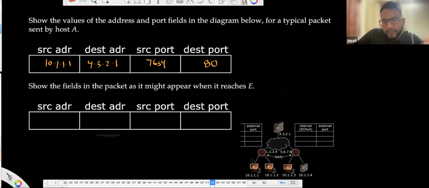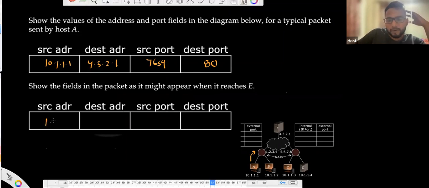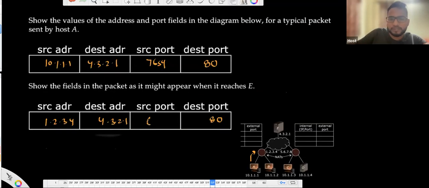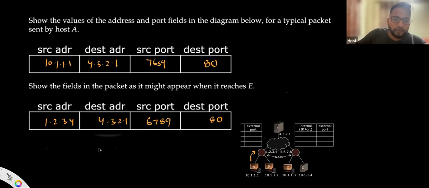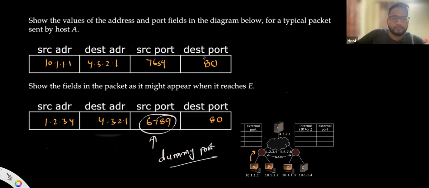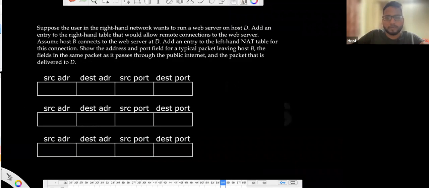Now they're saying that this is the packet that is sent by A. Now after this router, what will the packet be? What will the source address be? Source address will be 1.2.3.4. What will be the destination address? It will be the same, right? You do not touch the destination address. Destination port also will stay. What will the source port be? Maybe you will be having some dummy port. Okay, 6789. Let's suppose this is 6789. This is some dummy port that you have. Is this okay to everyone? Okay, right. This is the answer.